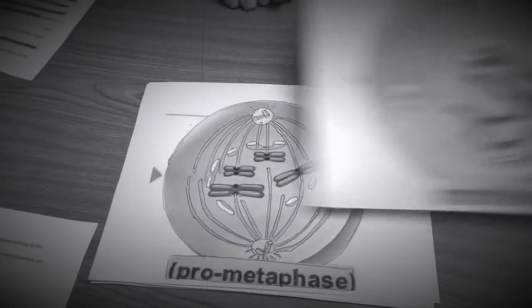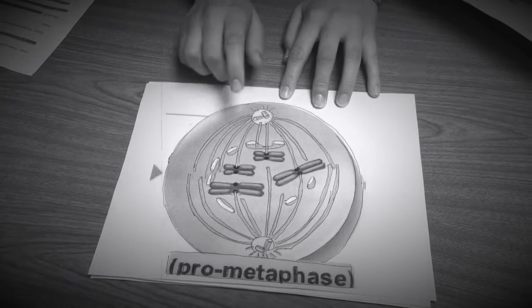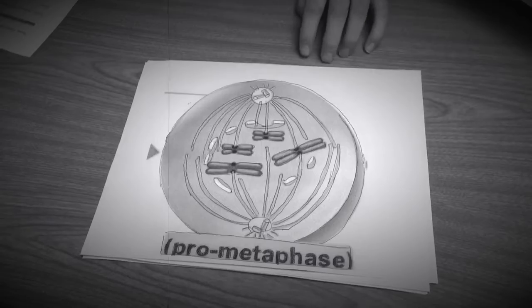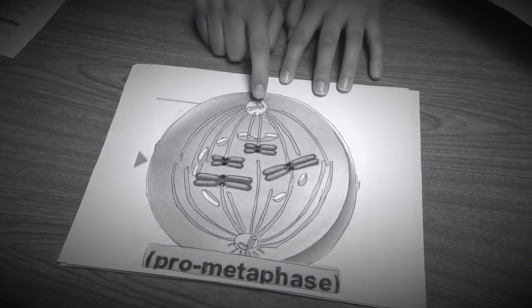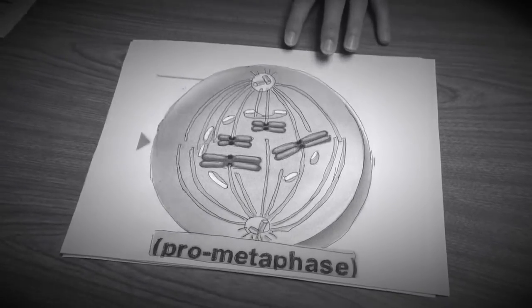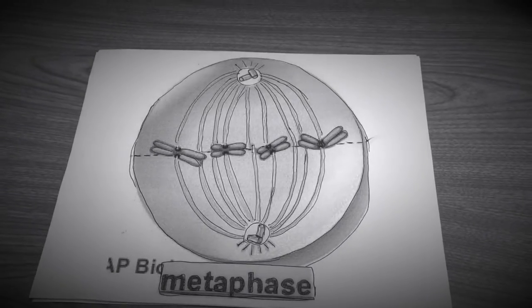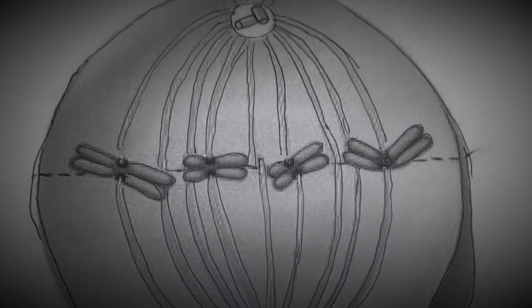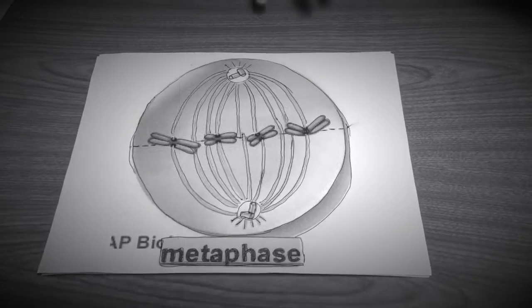The next phase is called prometaphase. This is where the nuclear envelope breaks down and the chromosomes are completely condensed. See here? The chromosomes are attached to microtubules at the kinetochores, here, and the centrosomes are at opposite poles. The chromosomes start to move to the equator of the cell, and this next phase is called metaphase. This is where the chromosomes are completely lined up at the metaphase plate, or the equator. This phase is more of a transitional phase where the chromosomes are attached to opposite poles and under extreme tension.